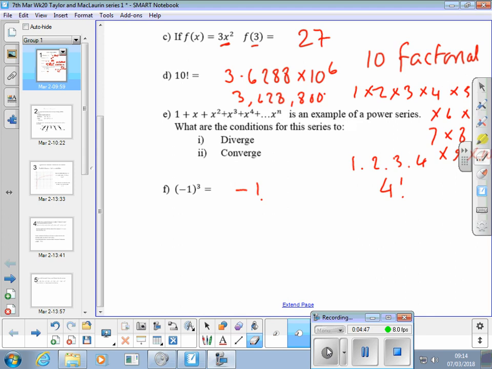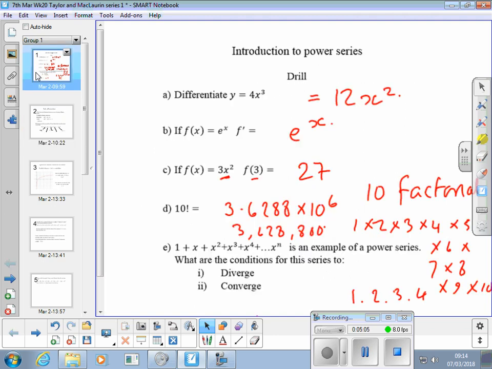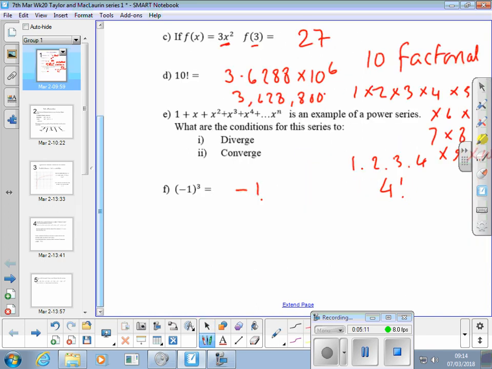Alright, just a little intro drill to what we're going to do in anger this week. Alright? And carry through. Sorry, Jake, go on. Is there an E on there? Oh yeah, sorry, yeah, diverge and converge. I'll put that down here.